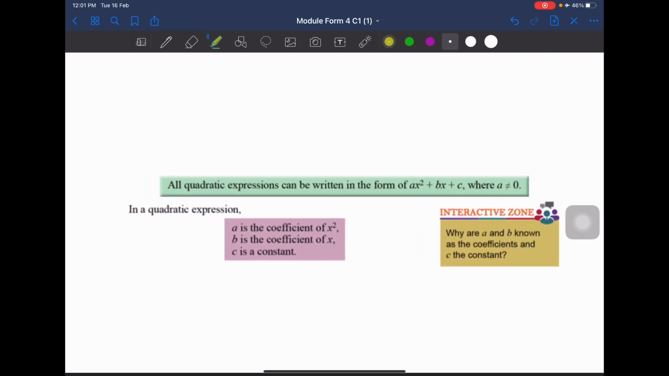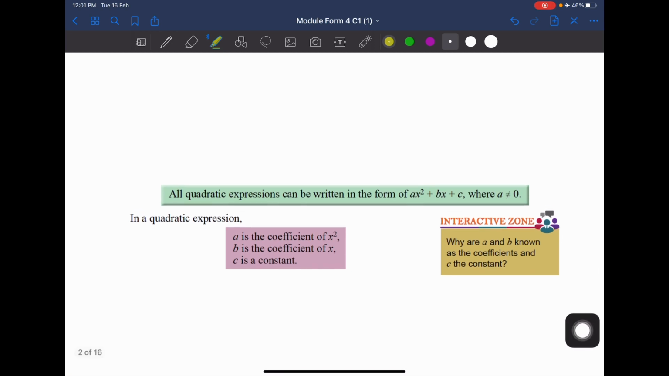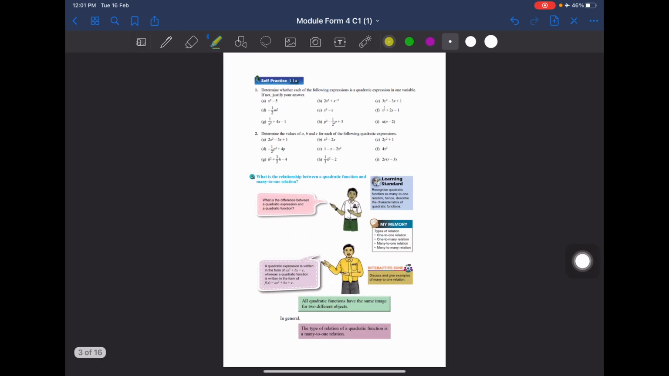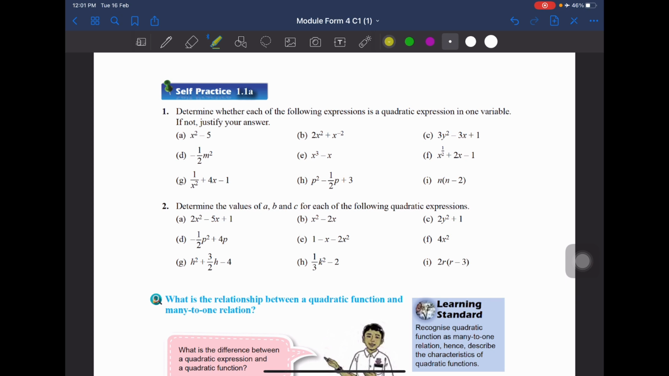Okay, so what can we say about the first example? All quadratic expressions can be written in the form of ax squared plus bx plus c, where a cannot be 0. In a quadratic expression, a is the coefficient of x squared, b is the coefficient of x, and c is a constant. Okay, so for the first self-practice 1.1a, I want you to do it yourself. So I want you to do number 1 and number 2.